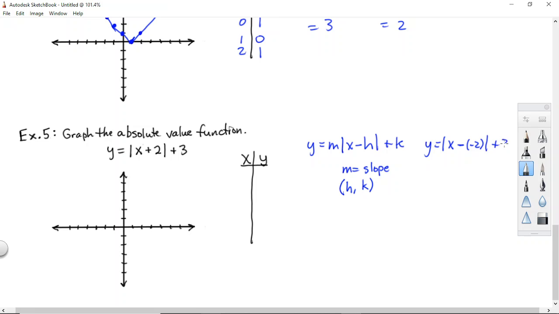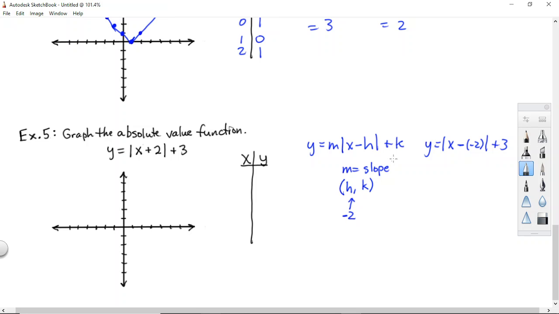Plus 3. And all we did was rewrite that as a subtraction. But we have to do that because we need h, and this h that we're looking for is the number that's subtracted from x. And now when we write it this way, we do have a number subtracted from x. It's negative 2. So what is h and k?